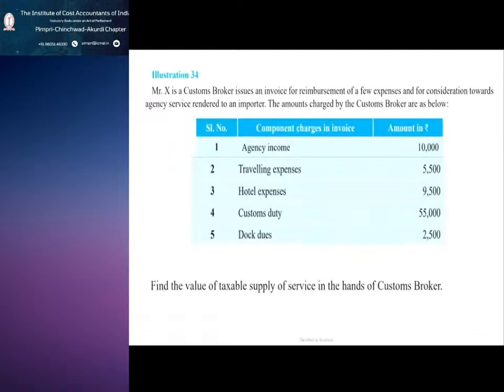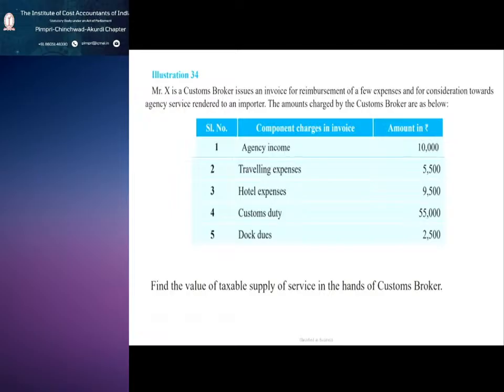Here we can see from this example how you will treat him as a pure agent or not. Mr. X is a customs broker. Suppose tomorrow you are running your own company, and you are doing a lot of import and export business. You will appoint some customs broker who will be sitting in the Mumbai port and helps you in clearing, in importing or exporting of your business activities.